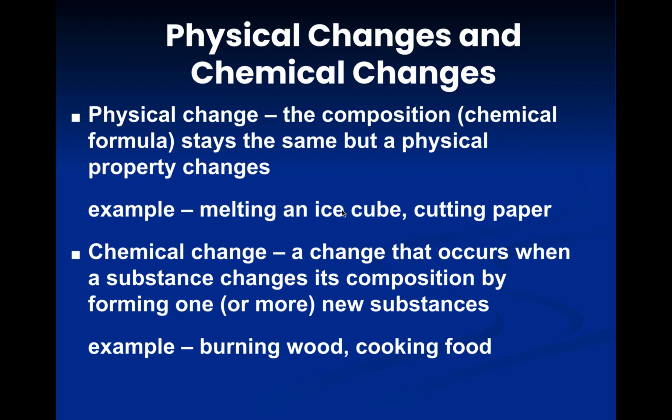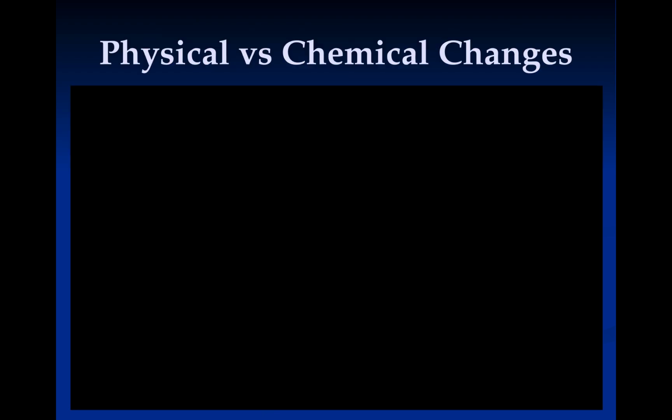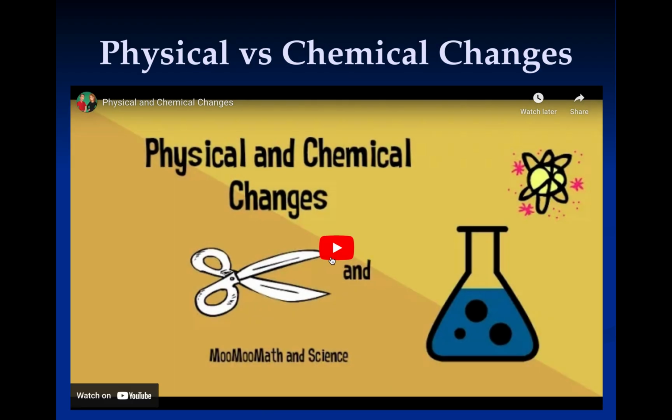Water is different from ice, but not chemically, so it's a physical change. And two pieces of paper is obviously different from one, but it's still paper, so it's a physical change. Chemical changes are when we make new substances. We burn stuff, we cook food. Chemical changes actually occur that change the formula or what the substance is. This hopefully will summarize some of that for you.